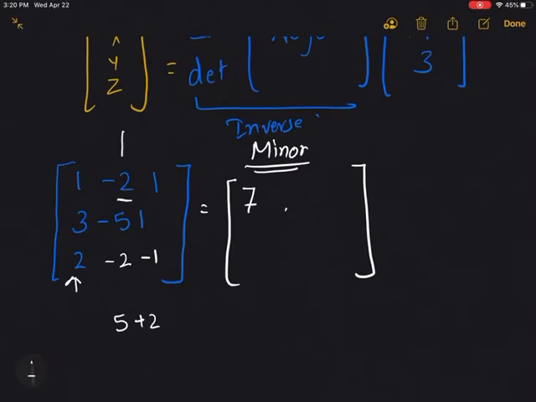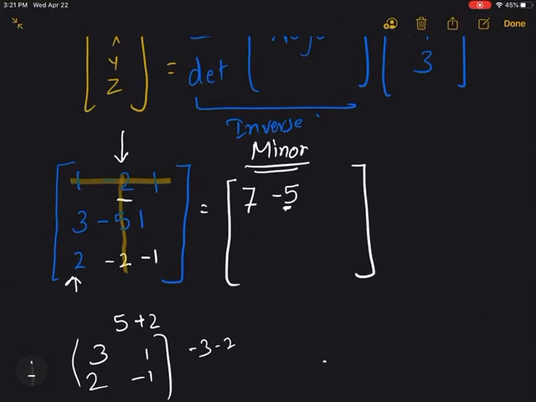So I would cover the row, or let me use a highlighter, it would be easier for you. I would cover the row and the column. So whatever 2 by 2 I see, 3, 1, 2, and -1, I find the determinant. It would replace this number here. So 3 times -1 is -3, minus 2, it's -5.